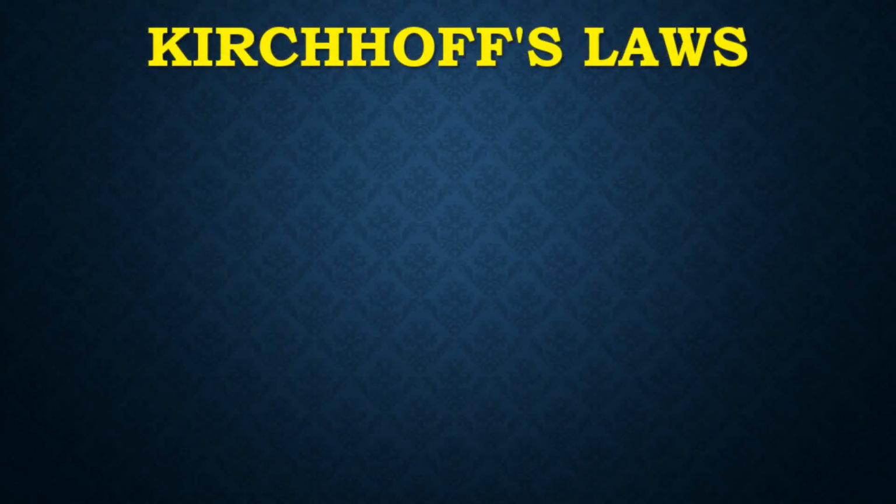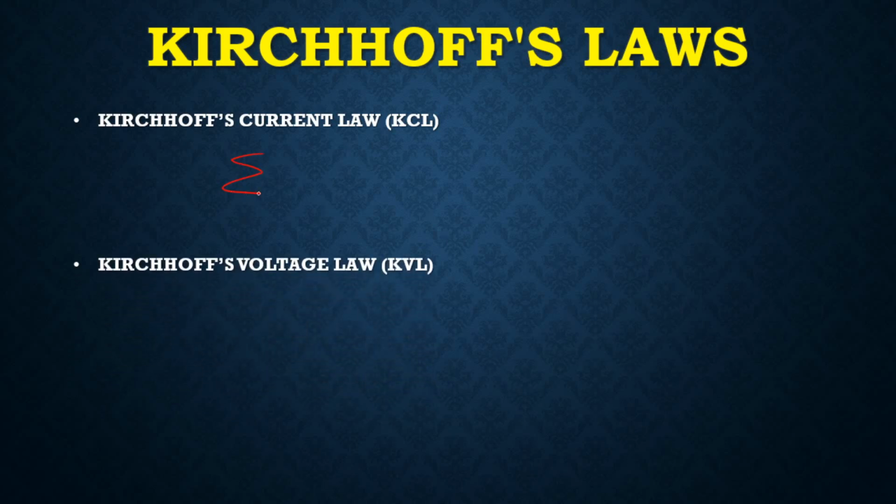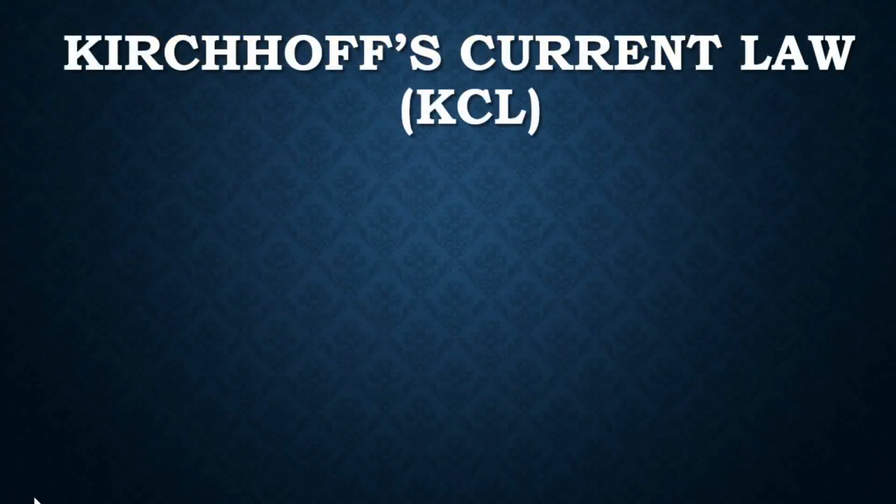Kirchhoff's law is basically divided into two parts. One is Kirchhoff's current law and the other one is Kirchhoff's voltage law. So if you go with the current law, it is summation I is equal to 0 and the voltage law is summation V is equal to 0. So let's start with Kirchhoff's current law or KCL.